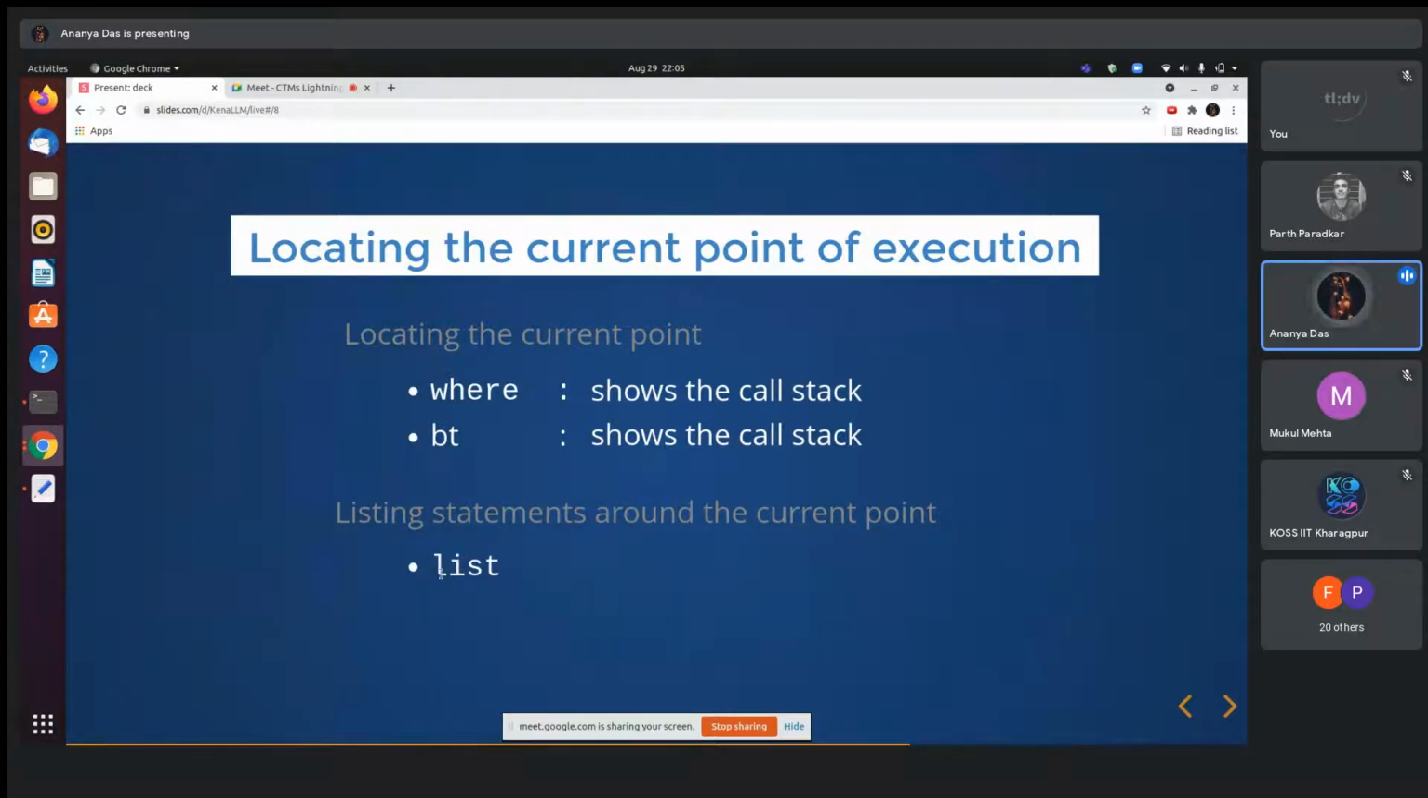And this list command is really simple. Let's say there's a breakpoint at line number 13. If we give the command list, it will give the code lines from, let's say, line number 10 to line number 16, like the neighboring program lines around a particular line number.